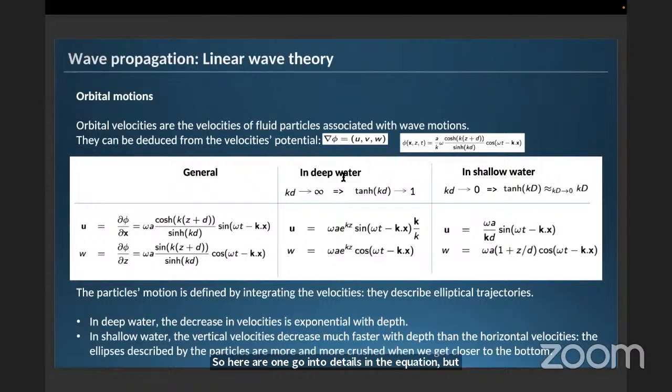Here I won't go into details in the equation, but something that is interesting to note also is that if we look at deep water and shallow water approximation of these velocities, in deep water, both the horizontal and vertical velocities depend on the exponential of the depth, so they decrease exponentially with depth. While if we look at shallow waters, we have a different expression, and now the vertical velocities decrease much faster than the horizontal velocities.